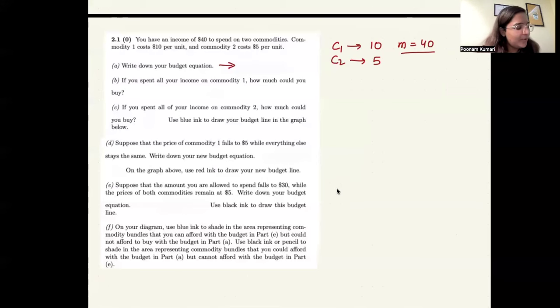अच्छा ठीक है, इसको हम लोग x1 और x2 यूज कर लेते हैं ताकि हम लोग कंफ्यूज ना हो. Quantities में x1 quantity है commodity C1 की, और x2 quantity है commodity C2 की. अब क्या होगा मेरा budget line? 10x1 plus 5x2 is equal to 40. परफेक्ट.